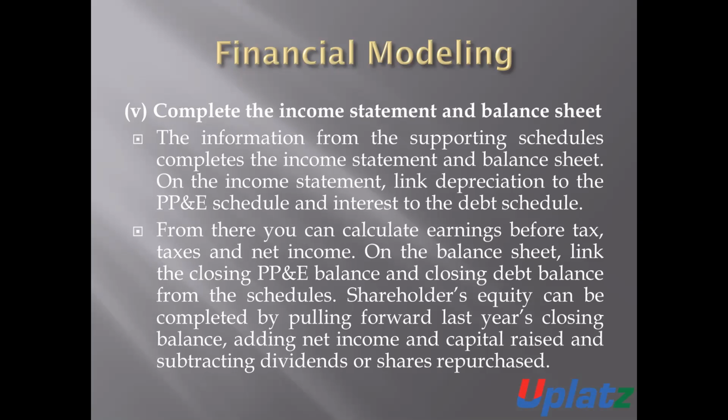On the balance sheet, link the closing property, plant and equipment balance and the closing debt balance. In the balance sheet, the entity will put the closing balance of property, plant and equipment and the closing amount of loans. Shareholders' equity can be completed by pulling forward last year's closing balance, adding new income and the capital raised, and subtracting dividends or share purchases.